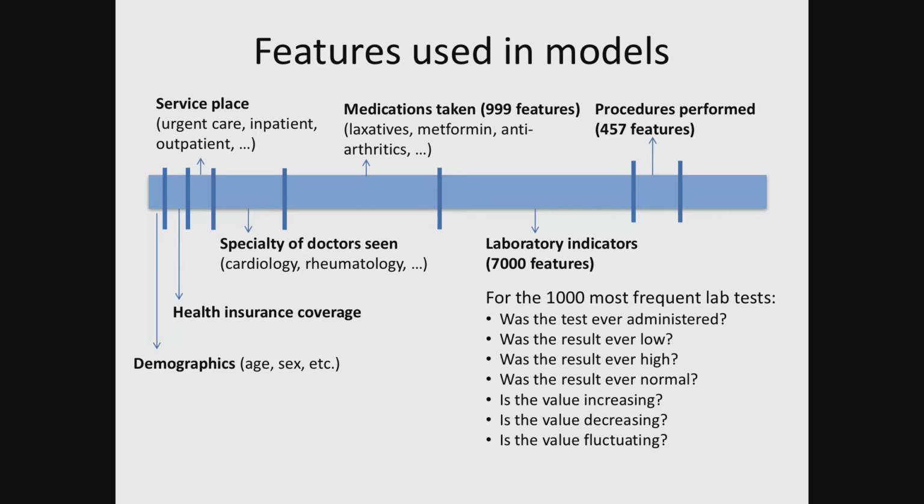For laboratory tests, that's where we do something which is a little bit different. We look to see, first of all, was the laboratory test ever administered? And then we say, OK, if it was administered, was the result ever low, out of bounds on the lower side? Was the result ever high? Was the result ever normal? Is the value increasing? Is the value decreasing? Is the value fluctuating? And notice that each one of these quantities is well defined even for patients who don't ever have any laboratory test results available. Right? The answer would be 0, it was never administered, and 0, it was never low, 0 was never high, and so on. OK?